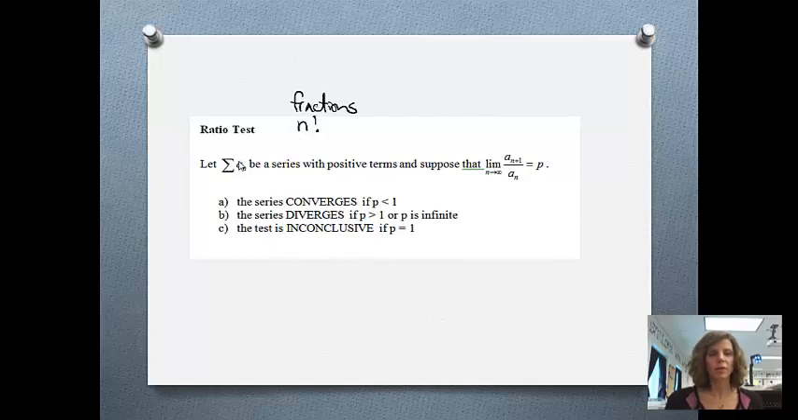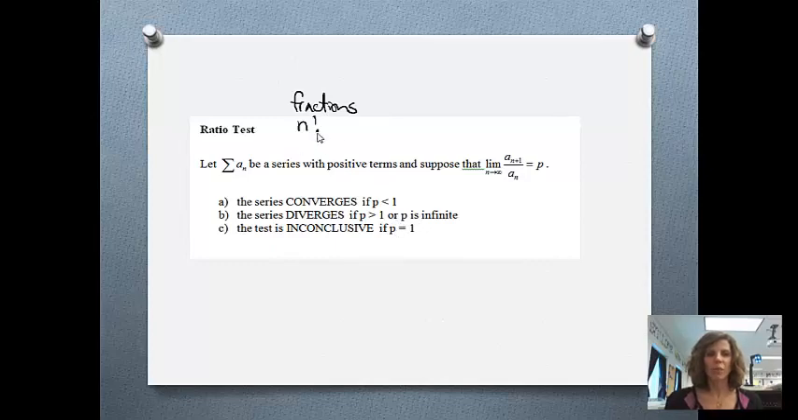All right, what we are going to be doing, if we have the series a sub n, it has positive terms, what we are going to be finding is the limit as n approaches infinity of a sub n plus 1 over a sub n, and we're going to find out that it's going to equal some number. Okay, we'll call that number p. If p is less than 1, the series will converge. If p is bigger than 1 or infinite, the series will diverge, and unfortunately if p does equal 1, the test will be inconclusive. That won't happen very often, but if it does, we will just have to try another test.